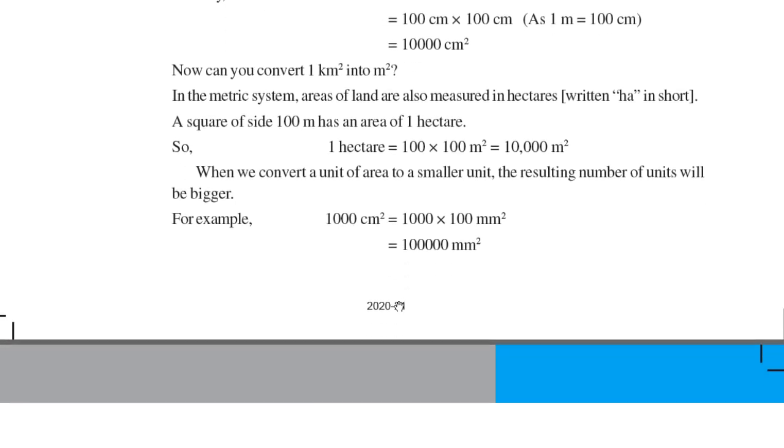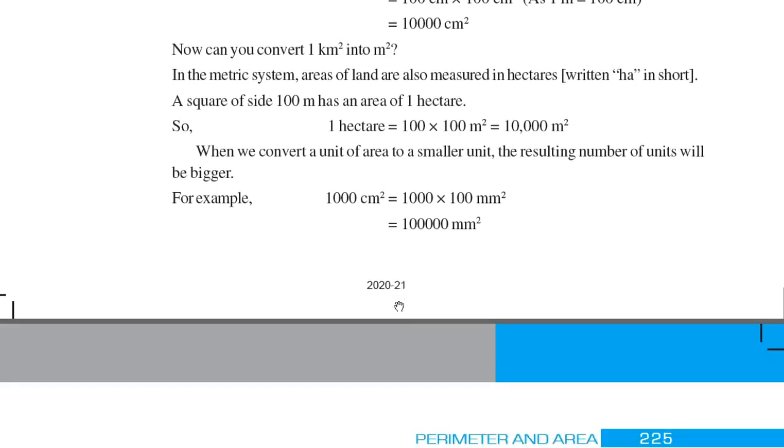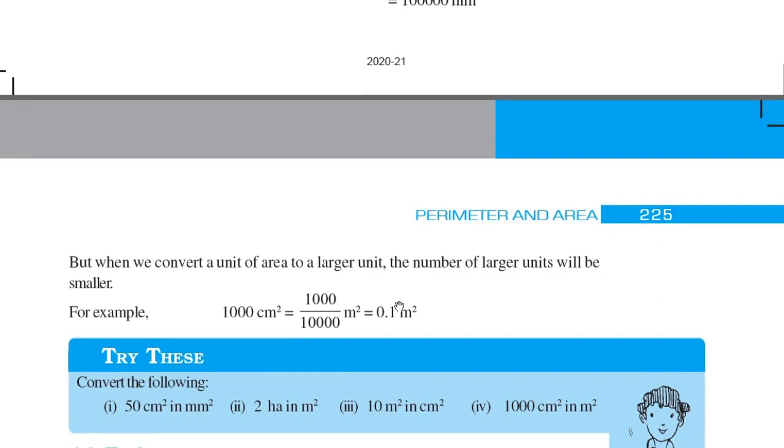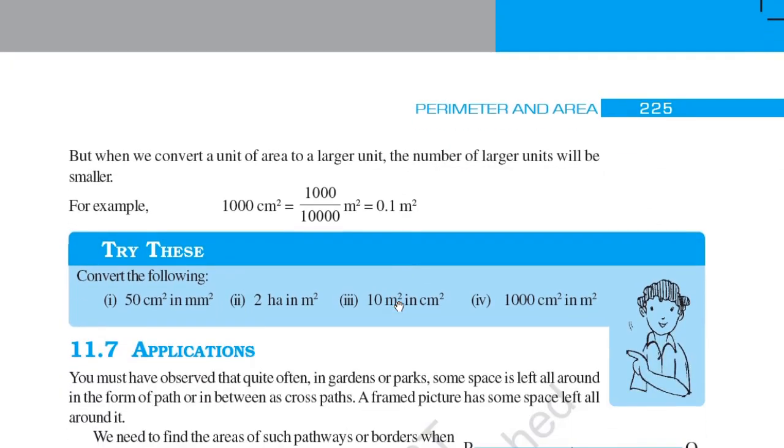When we convert a unit of area to a smaller unit, the resultant number of units will be bigger. So 1000 meter square will give 1000 into 100 mm square, so it will give 1 lakh mm square. But when we convert to a larger unit, the number will be smaller. So you can see 1000 cm square is equal to 1000 upon 10,000 meter square, which is 0.1 meter square.